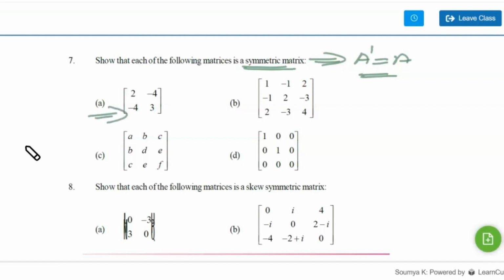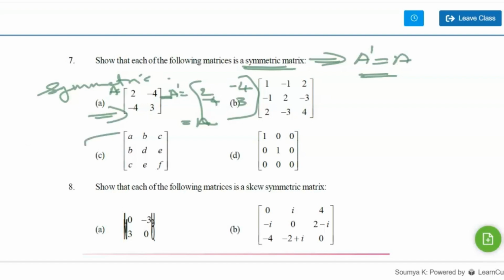So let's see the first example. If you see this, this is matrix A. If you find A transpose of this, you will be getting 2, minus 4 and minus 4, 3. So again, if you see, A transpose is equal to A. A and A transpose both are the same. In that case, we call it a symmetric matrix. Okay.